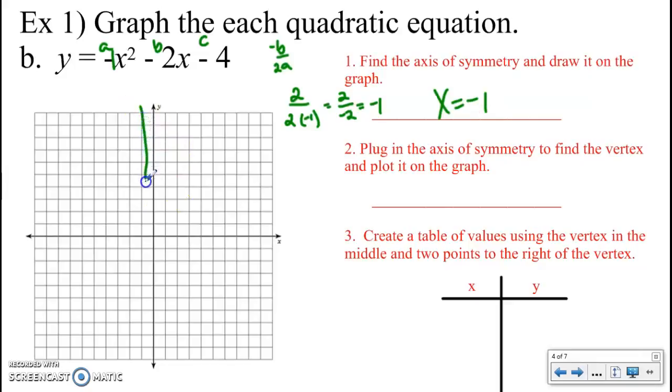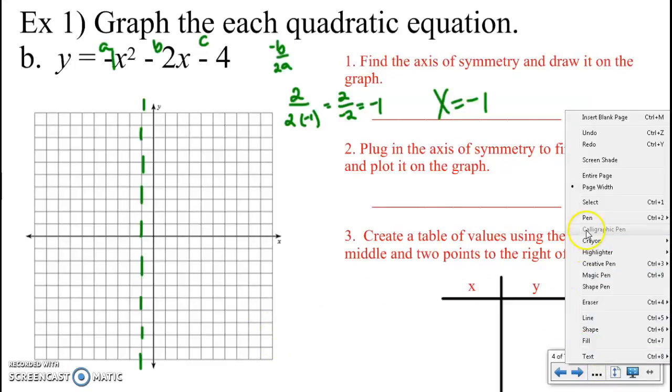Now last time I drew, I have to undo that. Last time I drew a dotted line. If you want to draw a solid line, you can. I'm going to go ahead and draw a dotted line again, just because it's easier on here. So we have a dotted line for my axis of symmetry. And that's for step 1.